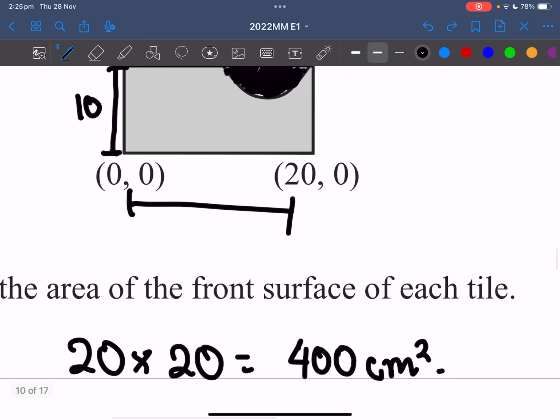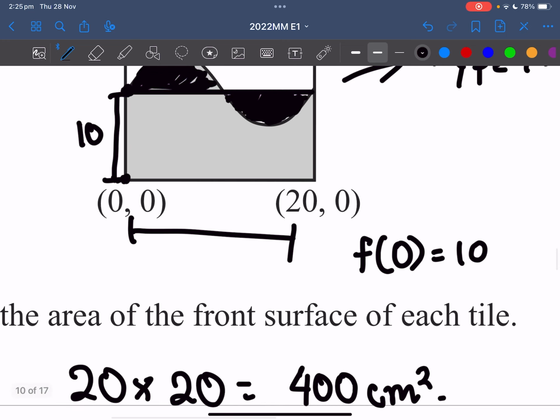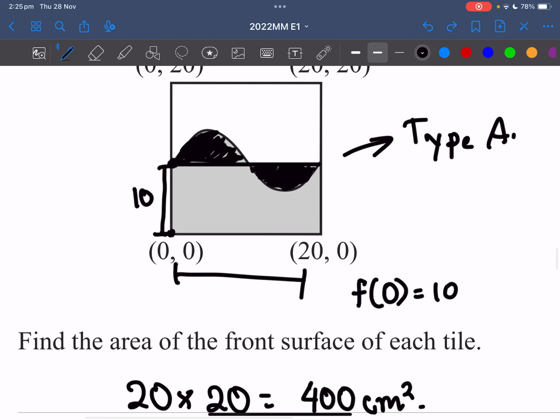So now we have a coordinate to work the value of A out. So what is our coordinate, you ask? It's going to be f of 0, which is here, is going to be 10, right? Because that's the graph. This is where the graph initiates. Okay, so let's do that.